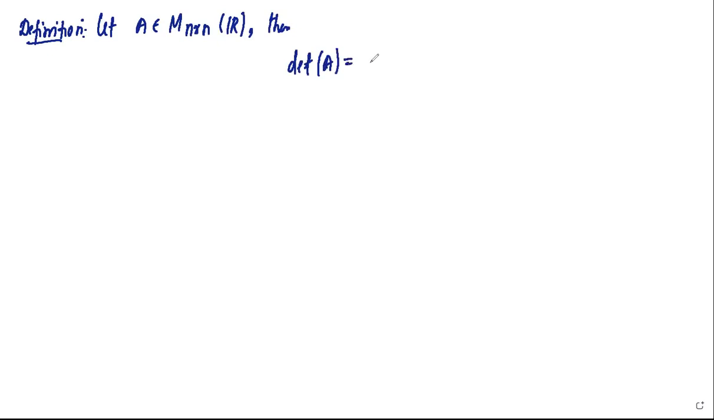Okay, in today's lecture, we will discuss the determinant of the adjacency matrix of a graph on n vertices. So let's start with the definition. Let A be an n cross n matrix, so let A be a matrix in the set of all n cross n matrices over the set of real numbers. Then we define the determinant of A. The determinant of the matrix is defined to be equal to the summation over the permutation sigma, the sign of the permutation sigma, times the product for i from 1 to n, A i sigma of i.